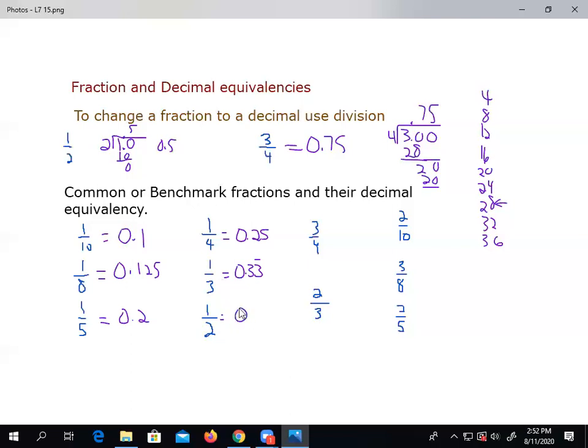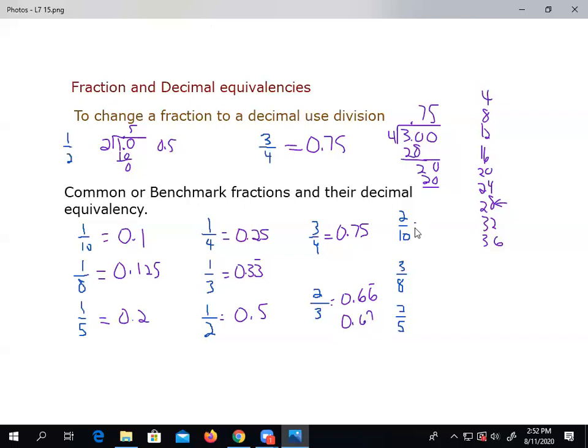1/2 is the same thing as 0.5, as we mentioned. 3/4 is the same thing as 0.75. 2/3 is the same thing as 0.66. That's another one of these weird ones. It's got a repeating decimal. It's commonly rounded to 0.67 if it's rounded.